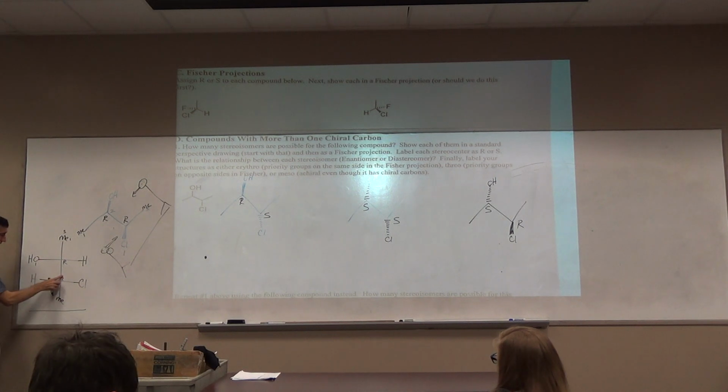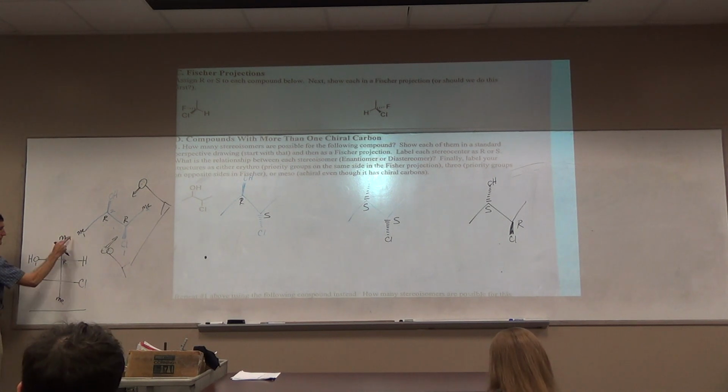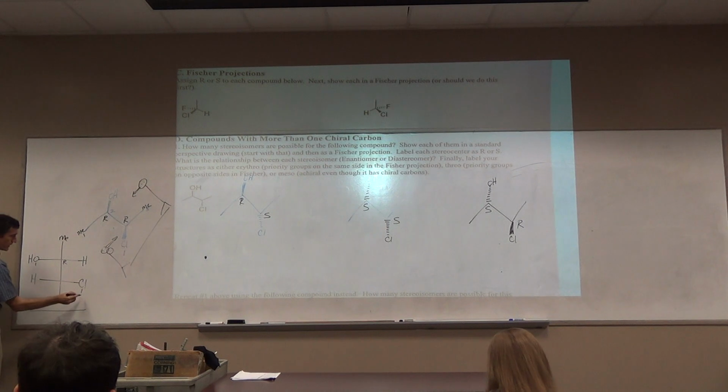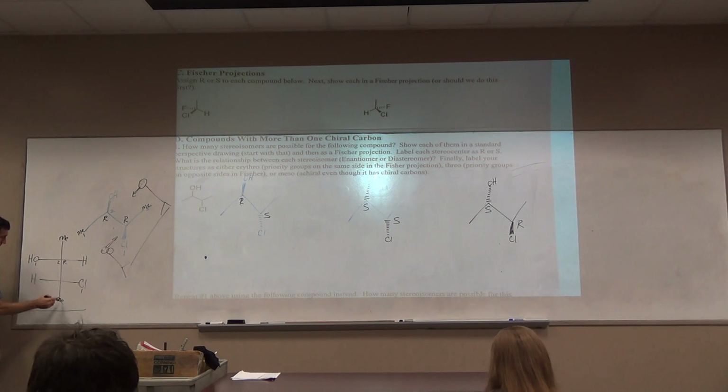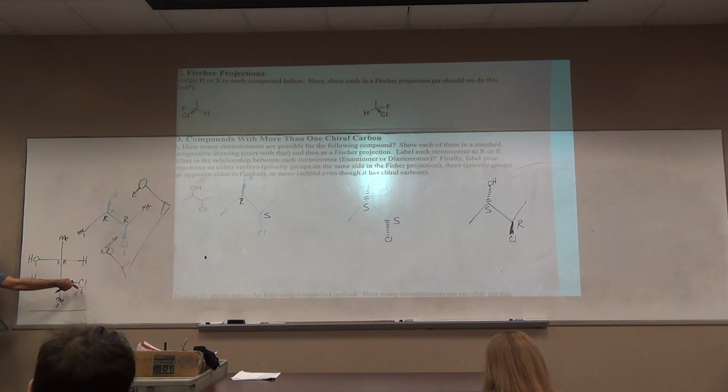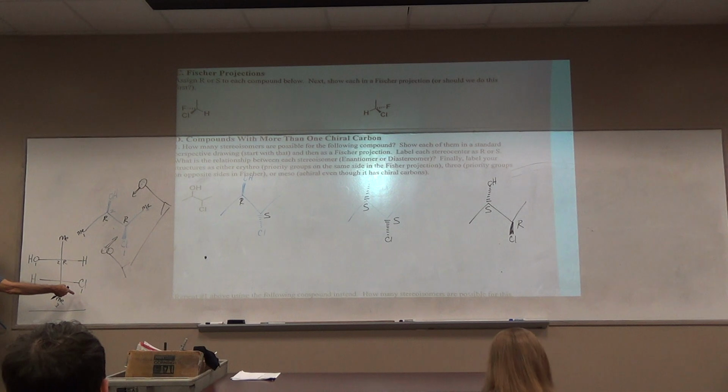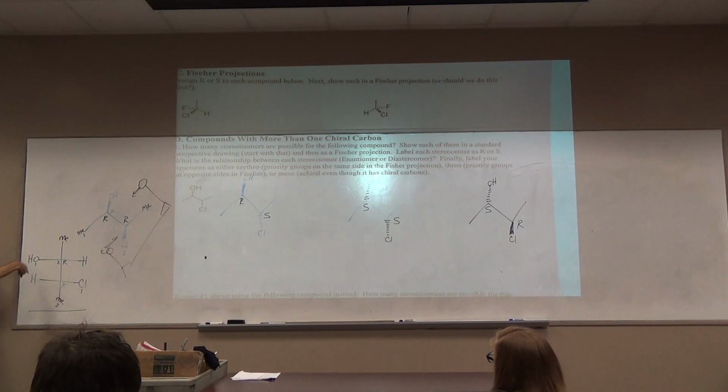How about here? Chlorine 1, carbon with O is 2, carbon versus H, this would be 3. Counterclockwise, but the H is coming forward. So we reverse it to R. R, R, R, R. We're drawing the same compound. If that's R, R, this should be R, R, correct?